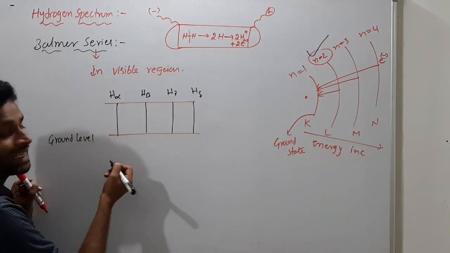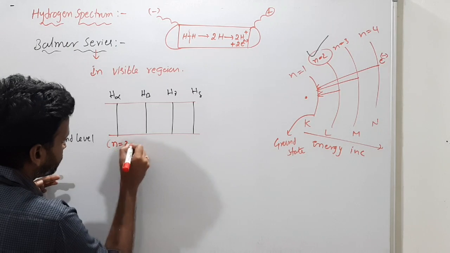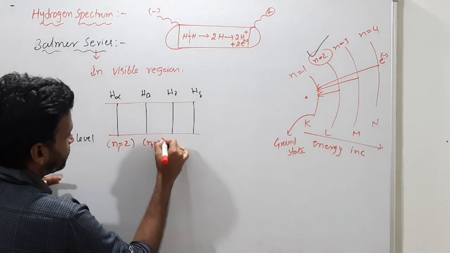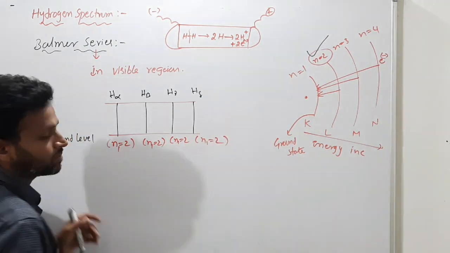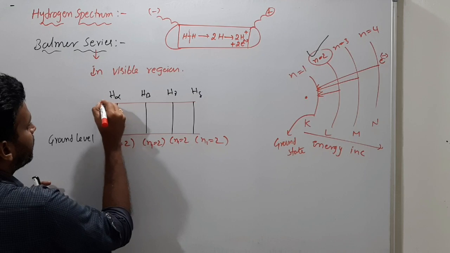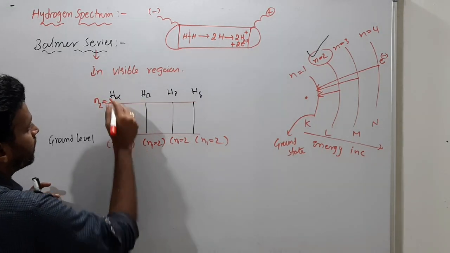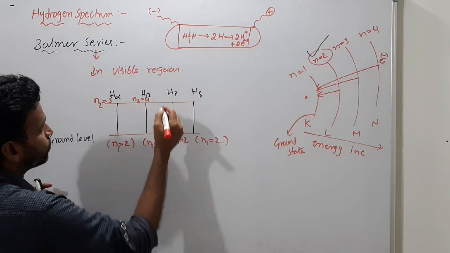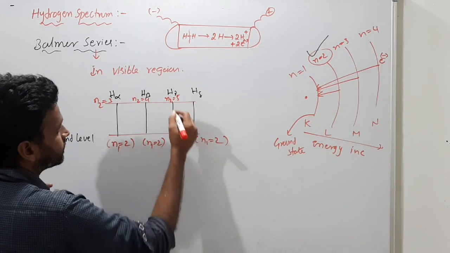Ground level means what? The second level he observed. So ground level means here N is equal to 2. N1 here means the lower energy level. N1 is 2. And N2 means the higher energy level. It's 3: 3 to 2 is H alpha. 4 to 2 is H beta. 5 to 2 is H gamma.